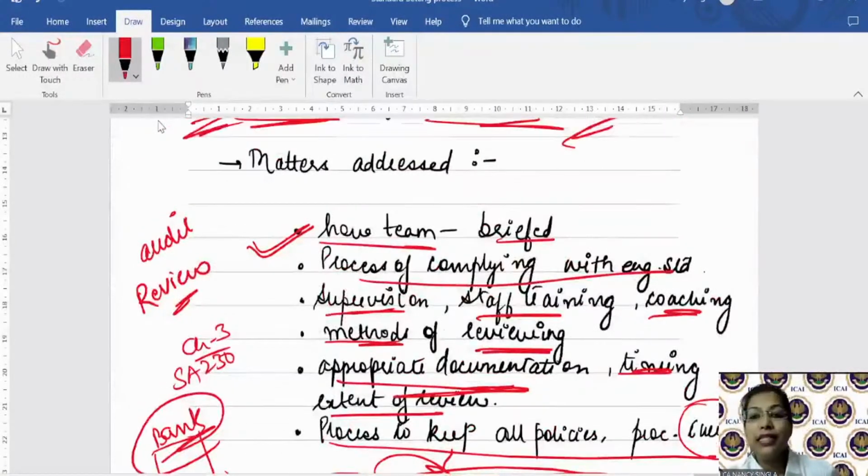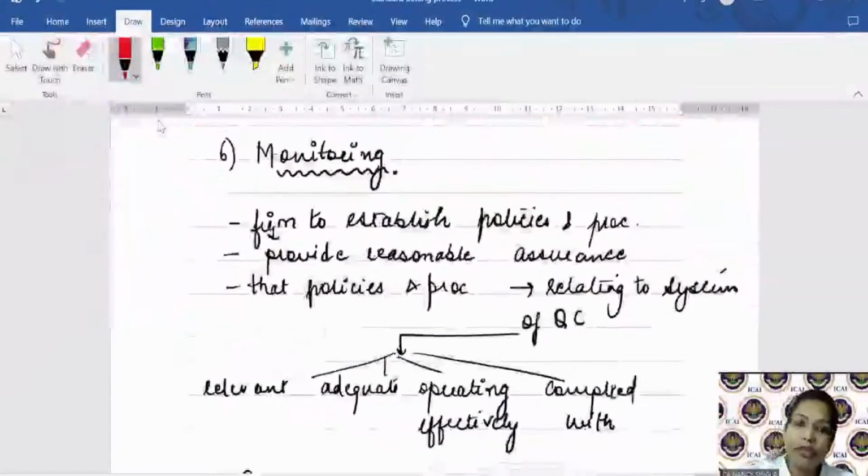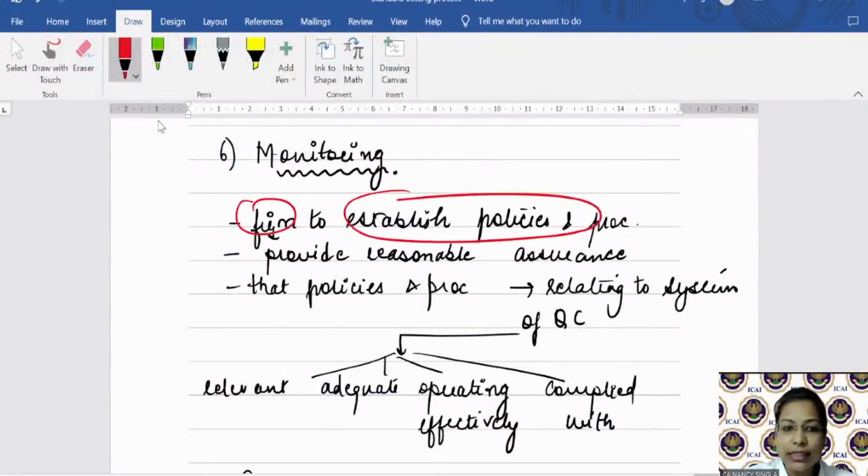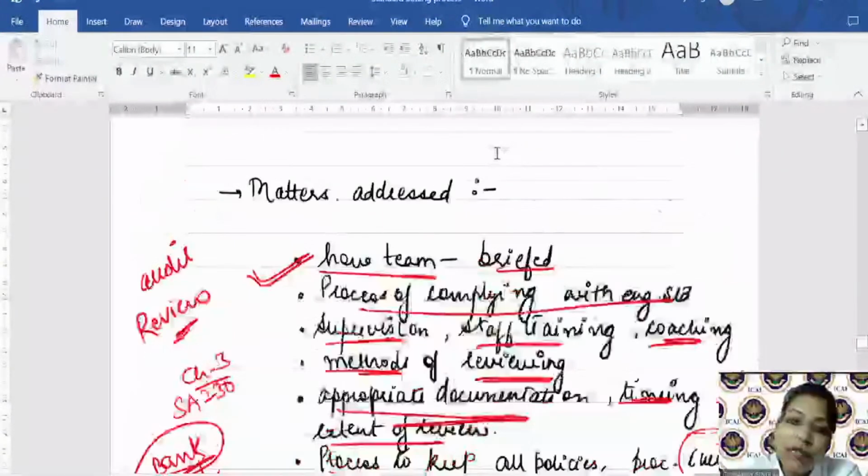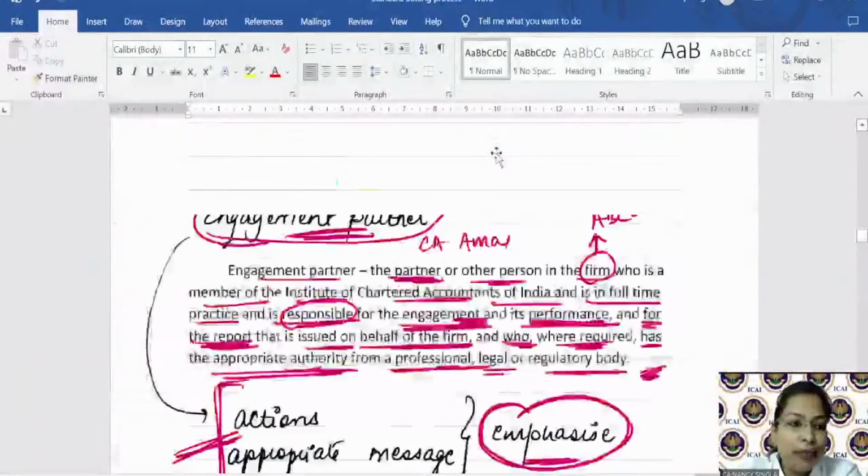And the last point is with respect to monitoring. Monitoring में क्या है? That the firm needs to, again saying, firm needs to establish the policies and procedures to provide reasonable assurance. What reasonable assurance? That means to obtain reasonable assurance that whatever policies and procedures of quality control are there, जो अभी तक हमने पढ़ी हैं, all these 5 policies and procedures.